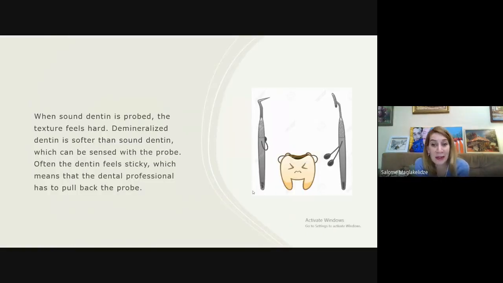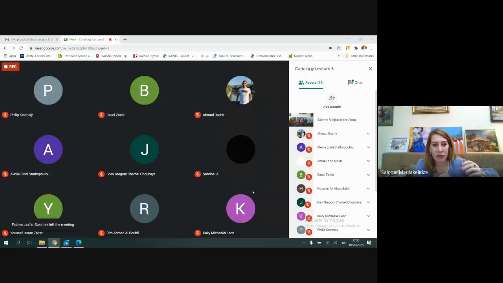So when sound dentin is probed, it's very interesting, because when you probe sound dentin, the texture feels very hard. You cannot find a spot where you can stick. It's non-sticky.